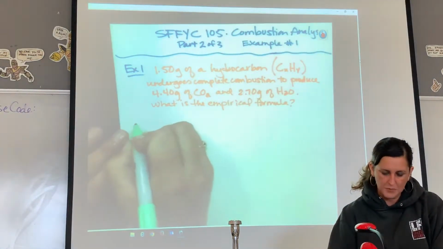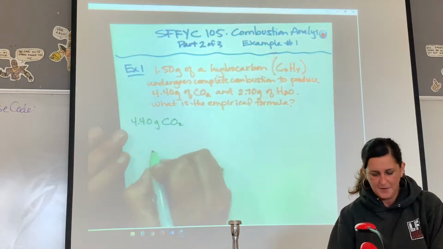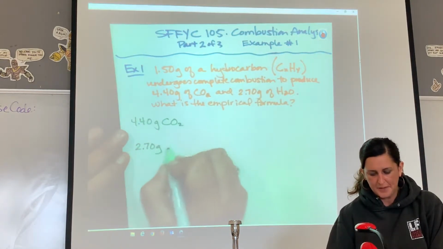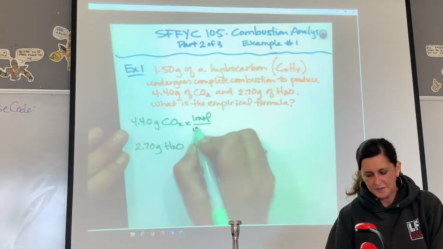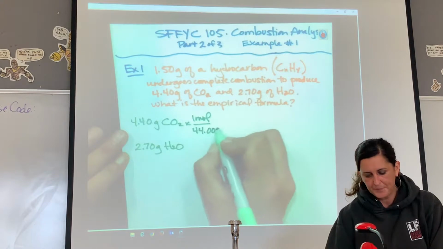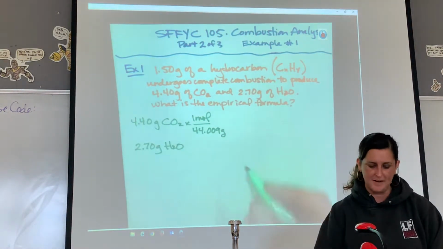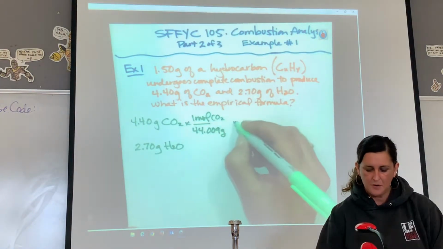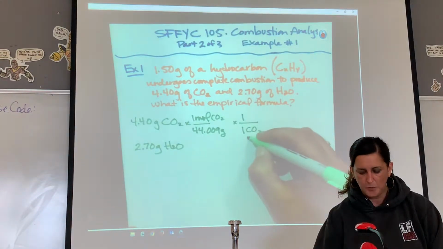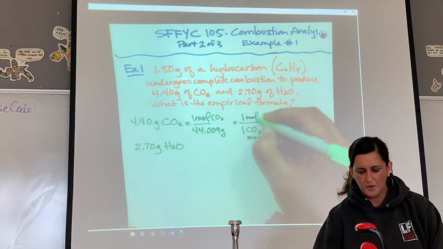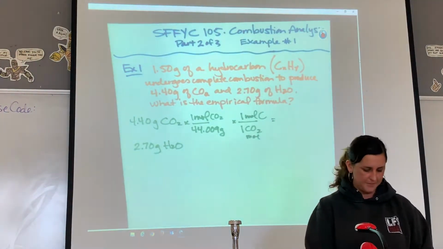So, of course, we are going to start off with our 4.40 grams of carbon dioxide and our 2.70 grams of water. And our first job is to, of course, convert to moles. So we know the molar mass of CO2 is 44.009. And then we know the ratio that 1 CO2 mole means 1 mole of carbon. And that will get us to moles of carbon.